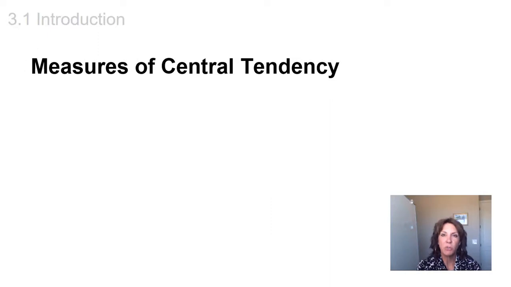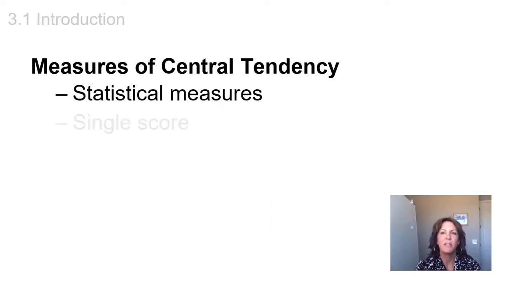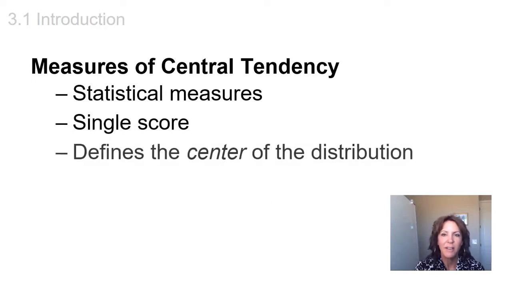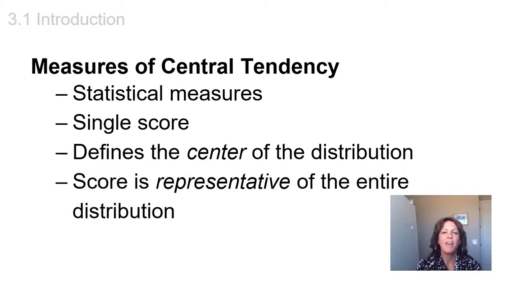So measures of central tendency are an example of a descriptive statistic. They're statistical measures. They involve a single score. And measures of central tendency define the center of any distribution of scores or distribution of numbers. And that score is representative of the entire distribution. So we take one score to sum up the entire distribution.